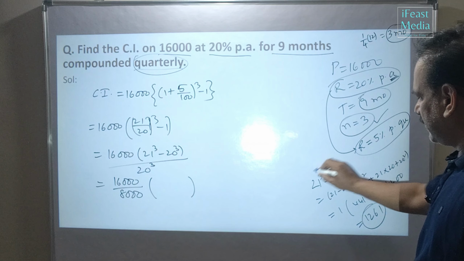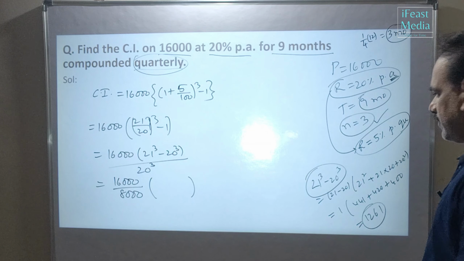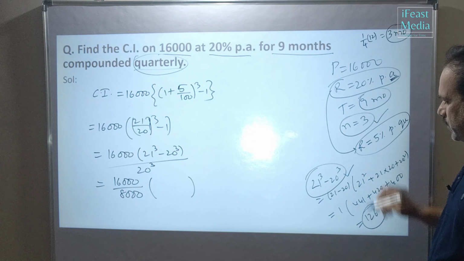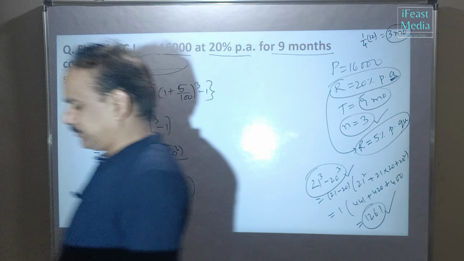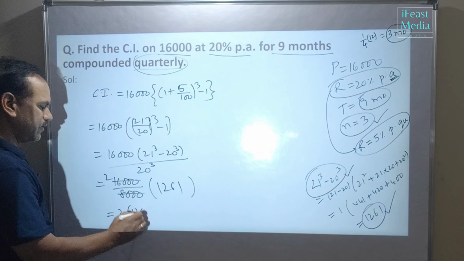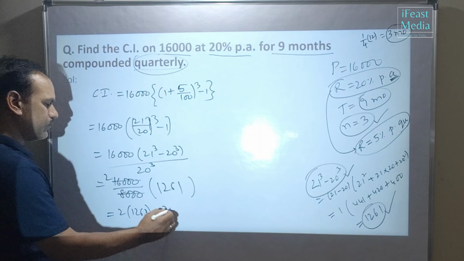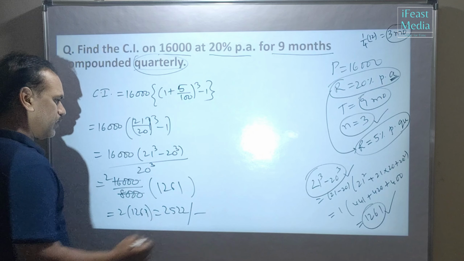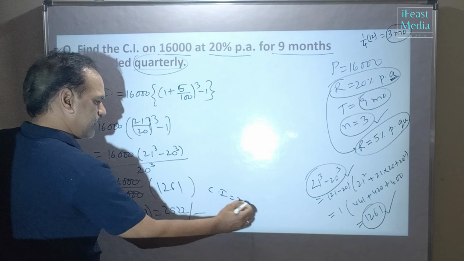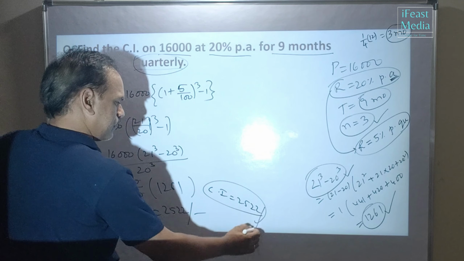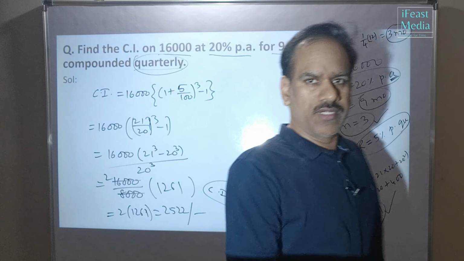You better remember this, right? This comes many times. So 21 cube minus 20 cube is 1261. So this cancels 2 times. 2 into 1261, 2522. So the compound interest is 2522.